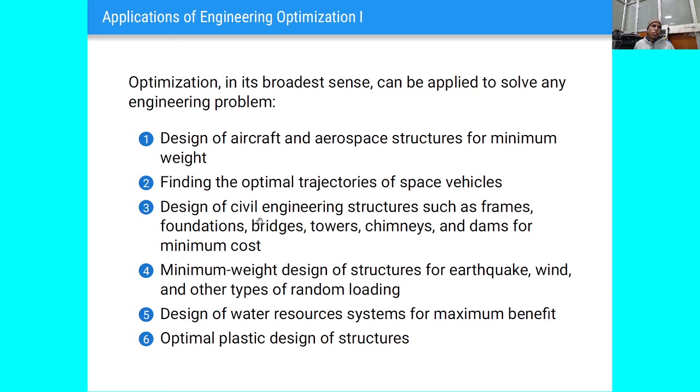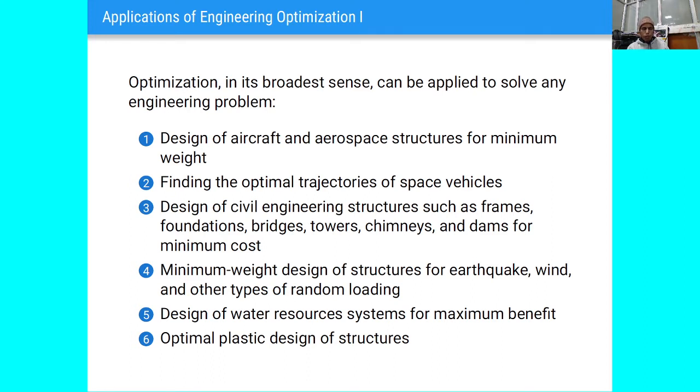These techniques are used everywhere there is a requirement where we expect to get some minimum or maximum value. Similarly, these techniques may be used for design of civil engineering structures such as frames, foundations, bridges, towers, chimneys, and dams for minimum cost. Next may be the minimum weight design of a structure for earthquake, wind, and other types of random load.